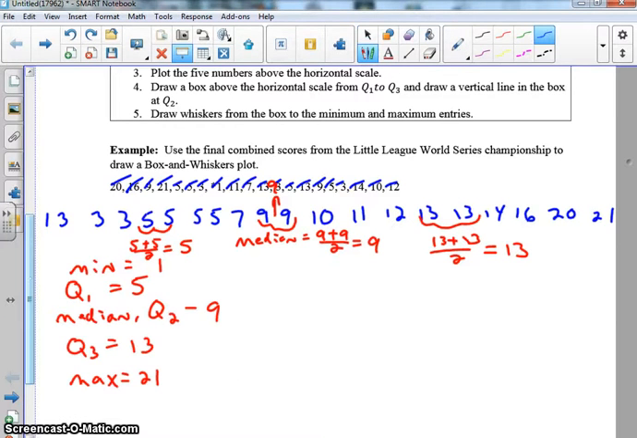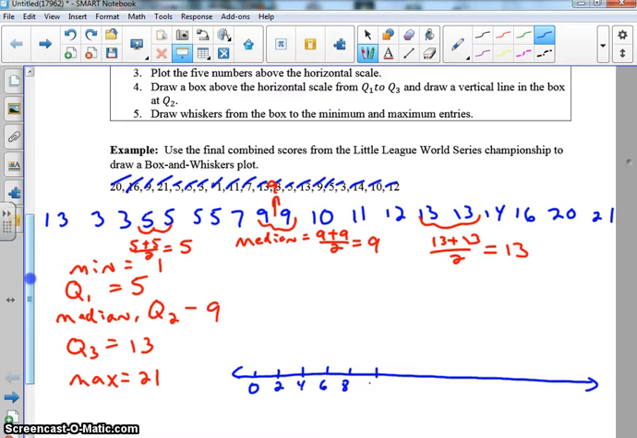So when I draw my number line, I need to span that far. So I'm going to go from 0, and I'm going to go by 2s. Your scale's kind of your preference. And that's far enough. I just needed to get as far as 21.